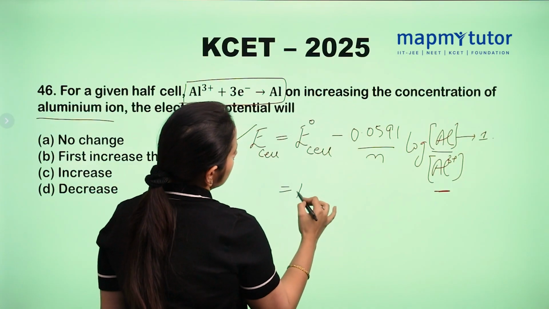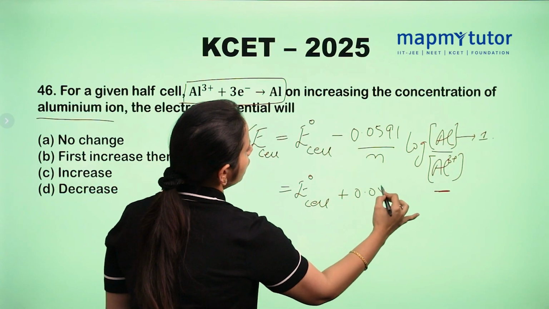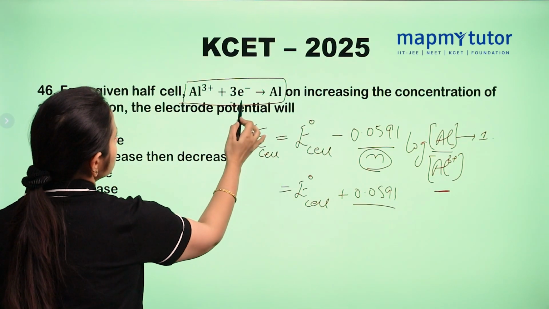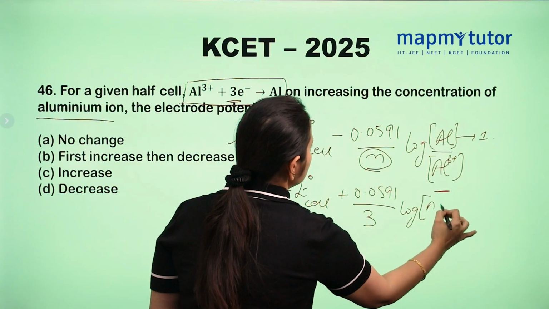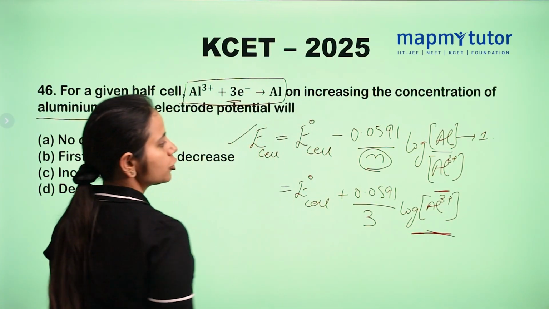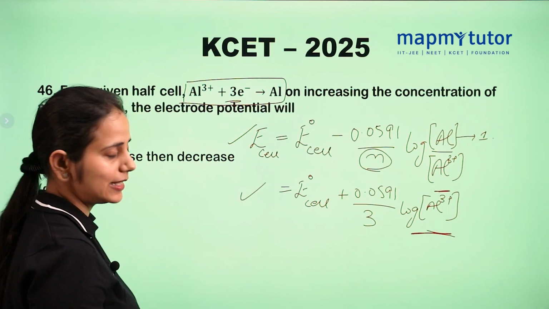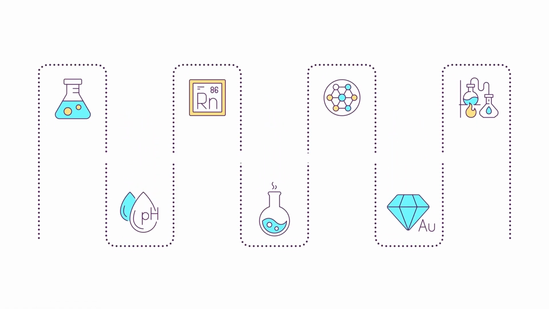So we will write E cell plus 0.0591 by n, where the number of electrons n is 3, so 3 log Al3+. So on increasing the concentration of Al3+, the value of E cell will increase. So the answer is C, increase.